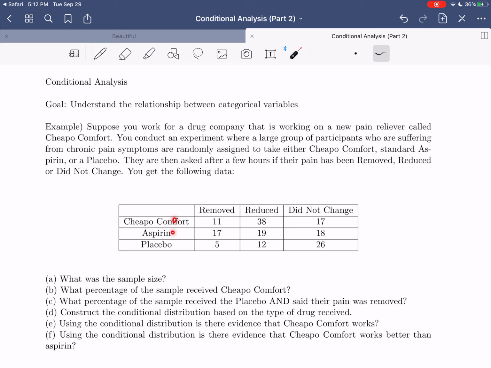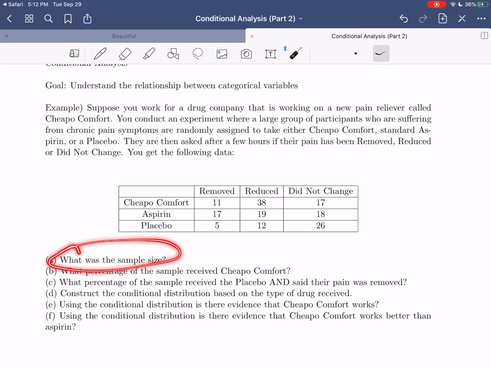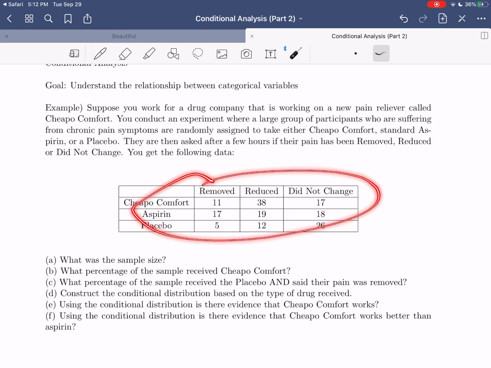Notice here are the three treatments, either taking Cheapo Comfort, aspirin, or the placebo. And here's the effect or the result. Either the pain was removed, the pain was reduced, or the pain did not change. So we're going to answer a bunch of different questions about this. We're going to try to figure out what was the sample size. Notice it's not mentioned in the paragraph, so we'll have to get it from the data here. We're going to calculate a couple percentages.